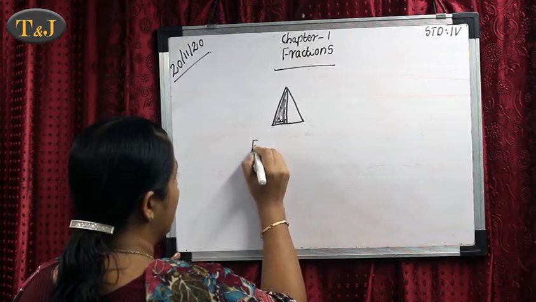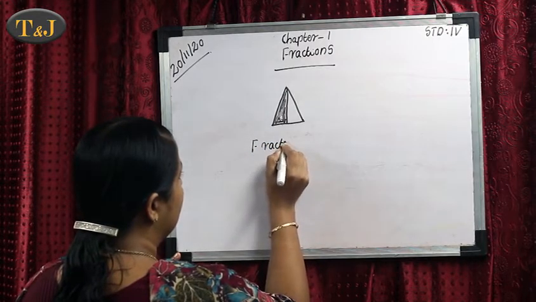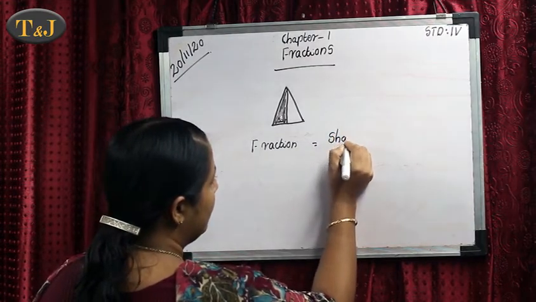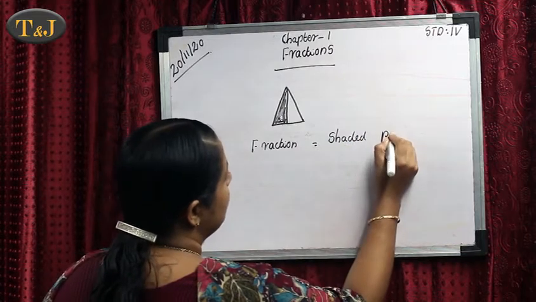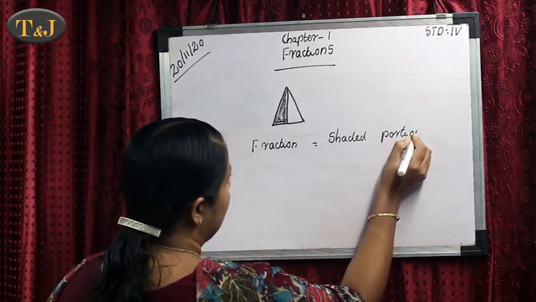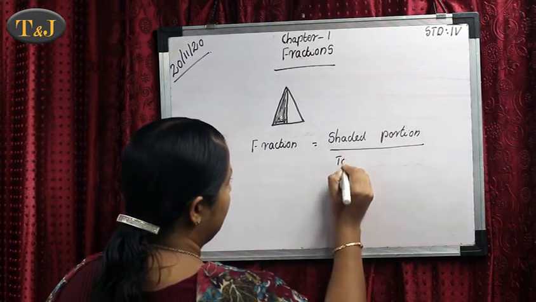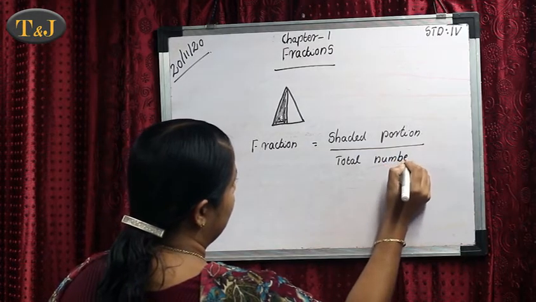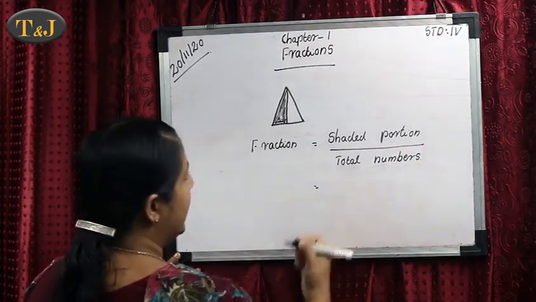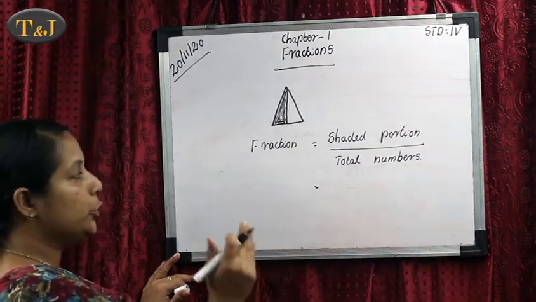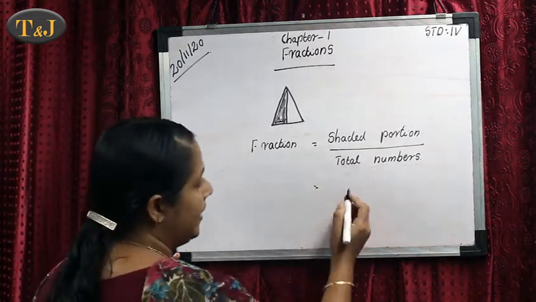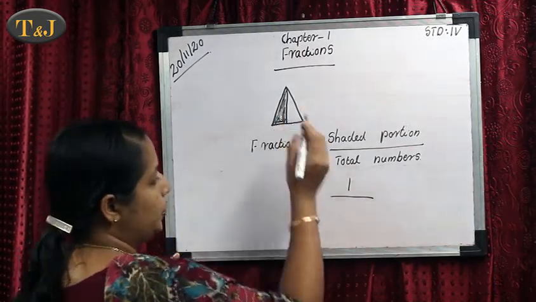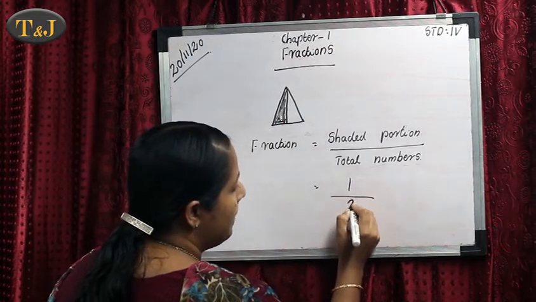So the fraction equals the shaded portion divided by total numbers. Here the triangle is divided into two equal parts. One part is shaded. That means the shaded portion is 1, divided by total numbers, which is 2. So the fraction is 1 by 2.